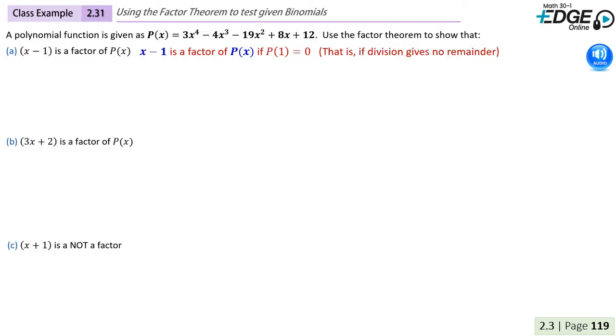In class example 2.31, we'll use the factor theorem to confirm some factors of a polynomial. Here we're given p of x equals 3x^4 minus 4x^3 minus 19x^2 plus 8x plus 12. We're asked to use the factor theorem to show that x minus 1 is a factor of p of x.